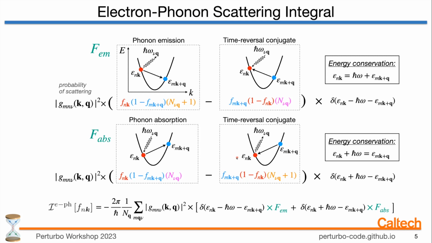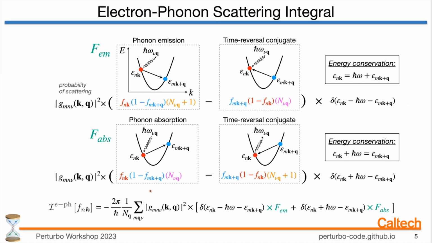In order to compute the scattering integral, we need to multiply the scattering events by the probability of scattering, so by the |g|² elements that were presented in the previous slide. And we have to fulfill the energy conservation. So we take the delta functions that ensure the energy conservation, we take the initial state energy ε_nk, and we take into account the final energy, so ħω and ε_mk+q. Combining all of the terms together, we have the scattering integral, which is written at the bottom of the slide.